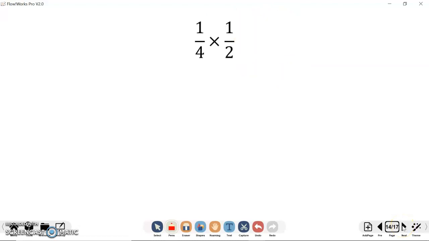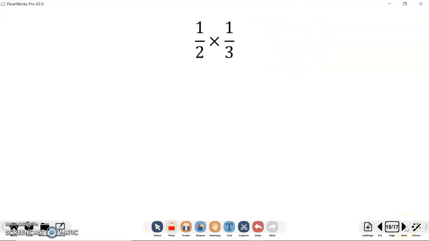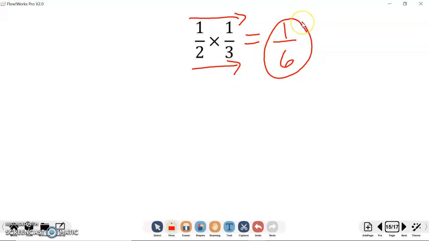All right, 1/4 times 1/2, multiply across the top and the bottom, and I end up with 1, and 4 times 2 is 8. Remember, if 1 is in the numerator, then you're as simple as it gets. 1/2 times 1/3, 1 times 1 is 1, 2 times 3 is 6, and we are simplified.